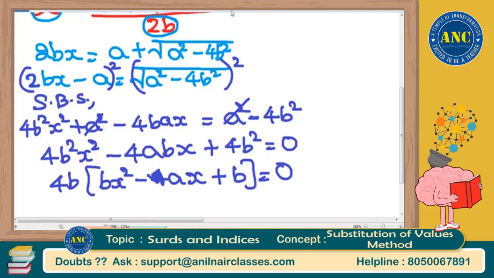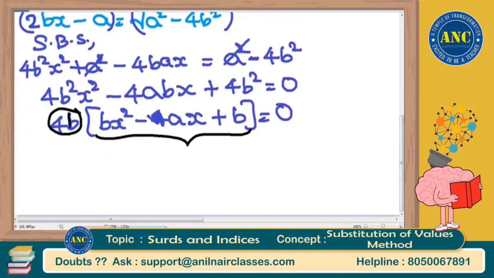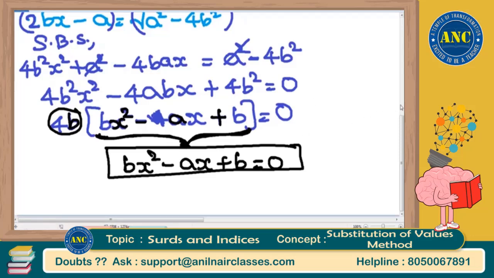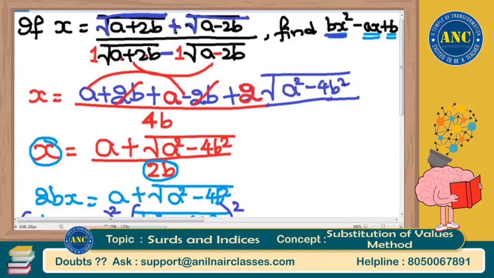Now what are they saying, sir? 4b into something is equal to 0. That means any one of them should be 0. Either 4b should be equal to 0 or this value should be equal to 0. So whatever they are asking, the second value, bx square minus ax plus b, is equal to 0. The answer for this question is 0. This is what they have asked in the question. The right answer for this question is 0.